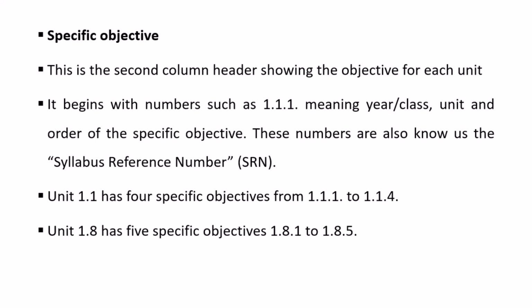So specific objective, that's the second column. The example for the specific objective will be 1.1.1. So if I have 1.1.1, then it means that 1.1 is the first unit in the first year, and the last digit is the specific objective. This is what is referred to as the SRN, that's the syllabus reference number.